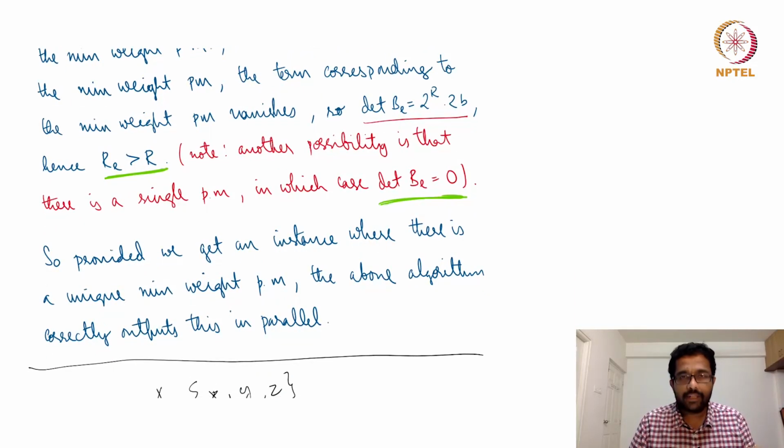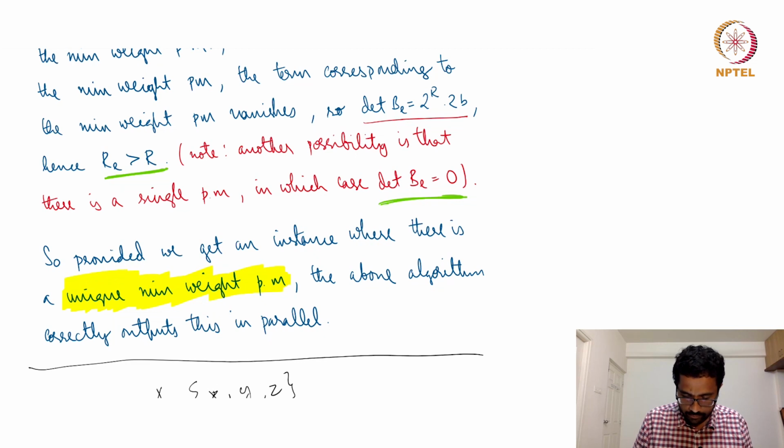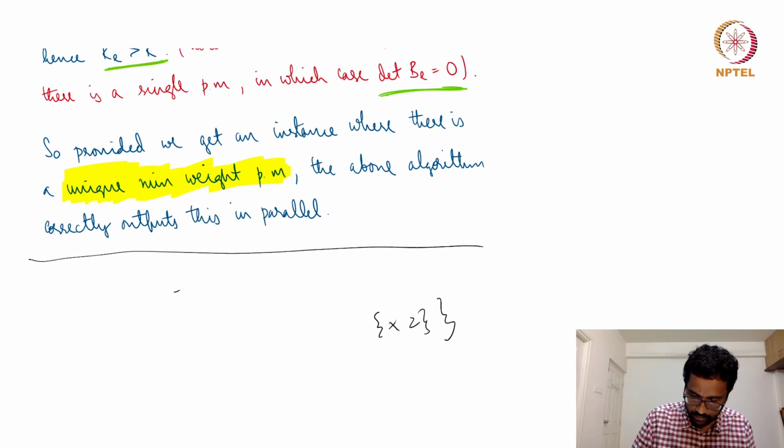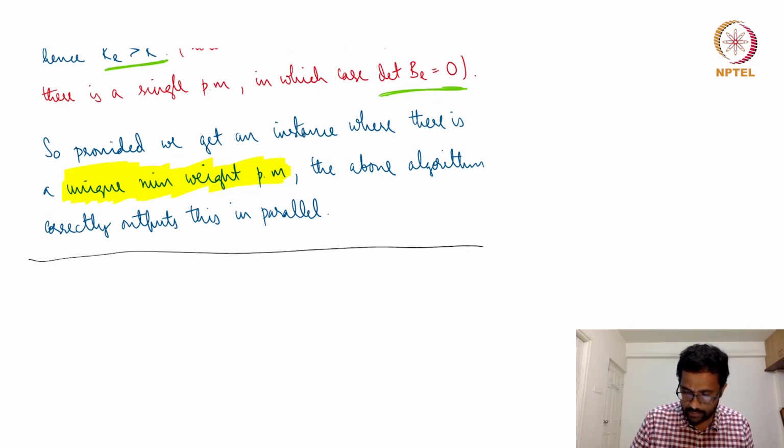So if the isolation lemma's randomness is such that we get an instance where there is a unique minimum weight perfect matching, right? In that case, this algorithm correctly outputs this perfect matching in parallel. Okay, I will just erase this all. So this algorithm is correct.